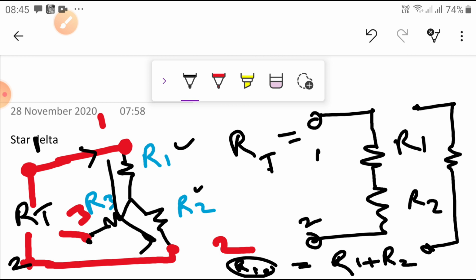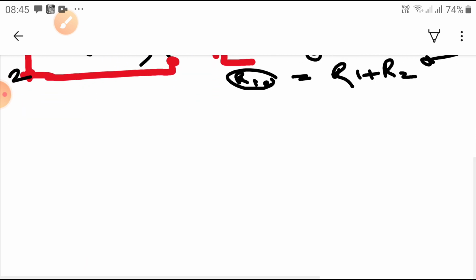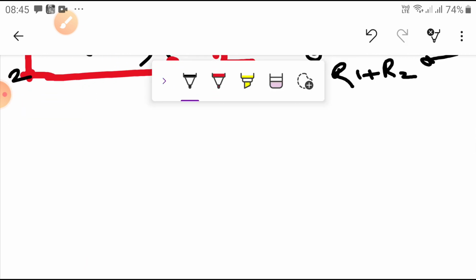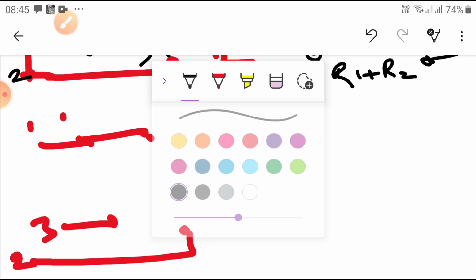Star. Now you can see the same thing in delta. So what happens in delta? We are going to connect the same nodes. So node 1 is connected to node 2 and node 3. Here is node 3 and this is node 1. So 1, 2 and 3. Now we connect the resistors.